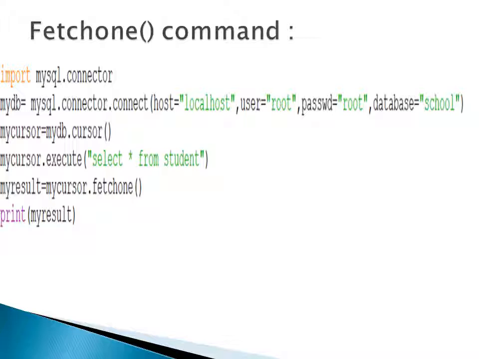This query will access all records from the table and create a record set. From this record set, we will fetch only one record by using the fetchone function. With the fetchall function, we will access all records, and with the fetchone function, we will access only one record, and we can print that record.